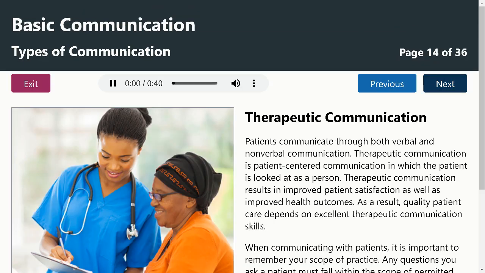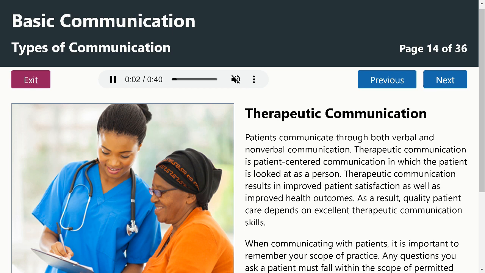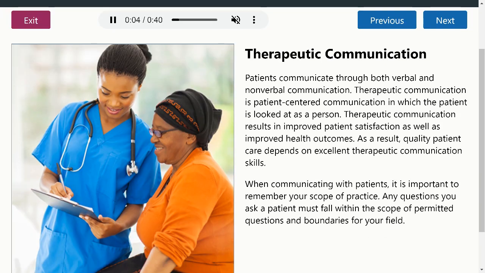Therapeutic communication. All right, so patients communicate through both verbal and nonverbal communication. Therapeutic communication is patient-centered, in which the patient is looked at as a person. Therapeutic communication results in improved patient satisfaction as well as improved health outcomes. As a result, quality patient care depends on excellent therapeutic communication skills.